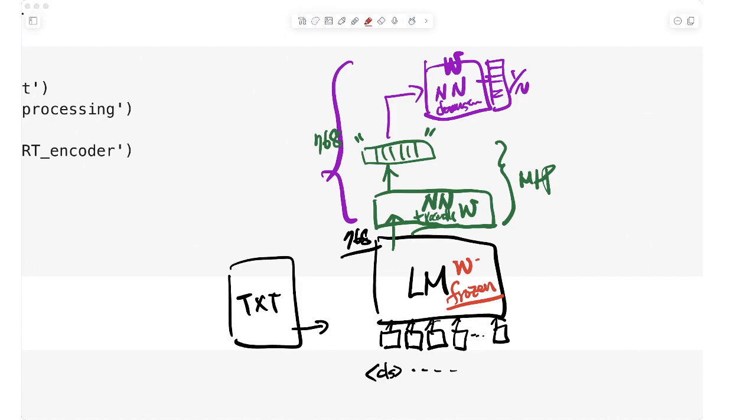So we freeze the red weights, and we use an MLP attached after the language model, and the output dimension is still the same, but we use the green output as a transformation.